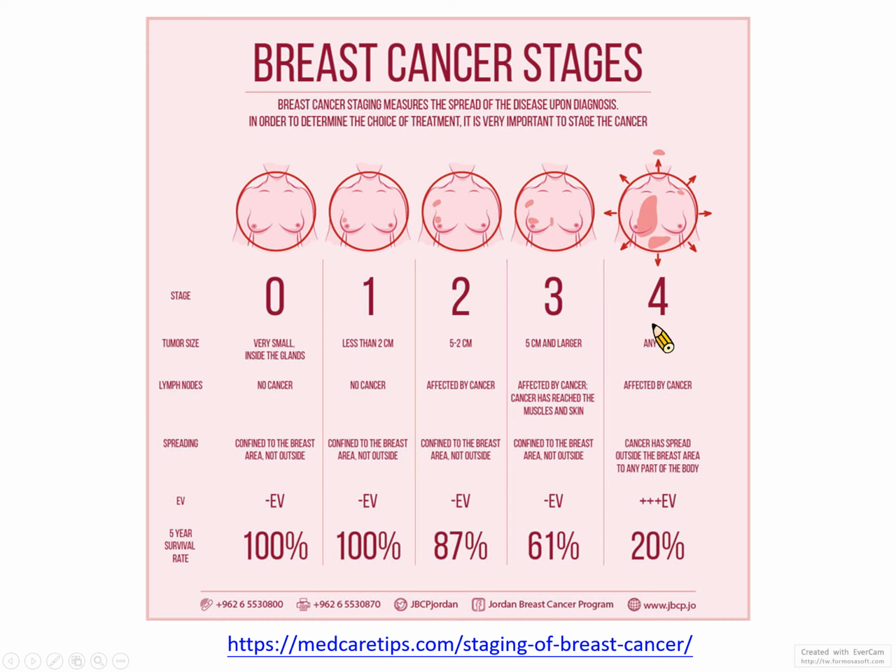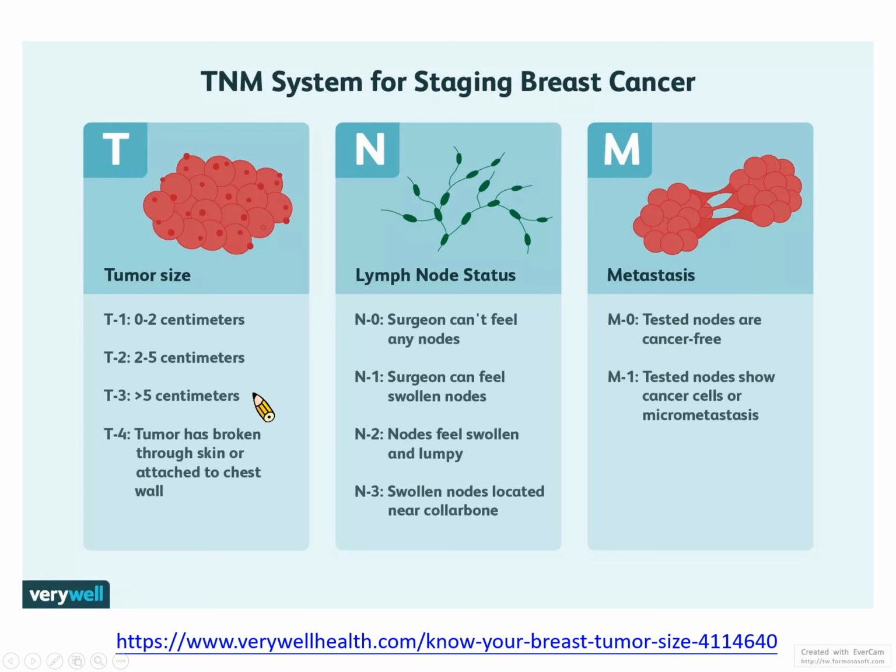And in stage 4, the cancer has spread into other parts of the body. So in that terminal stage, the survival rate will be very low. That's why it is very important to identify the cancer at an early stage, so you can have a very high chance to cure the cancer.